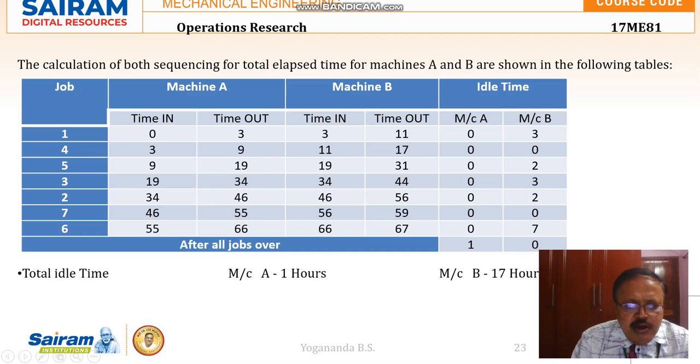The summation of all this is 1, so machine A is kept idle for 1 hour, and for machine B, the summation of this is 17 hours.